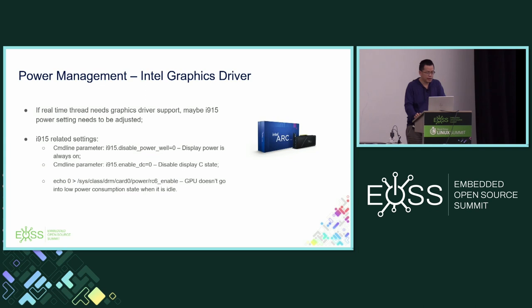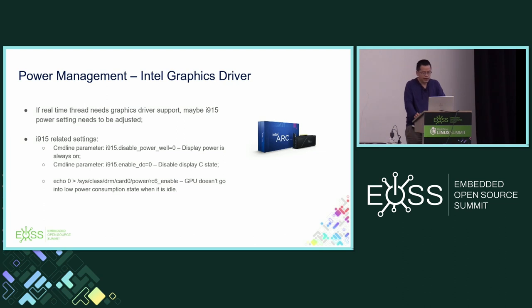This is for the Intel graphic driver tuning. If a real-time thread needs graphic support, for example, if there is OpenGL, OpenCL calculation, or it needs a hardware video decoder, or it has some 3D application running, i915 parameters could be adjusted for better performance. i915 is the Intel Linux graphic driver name.